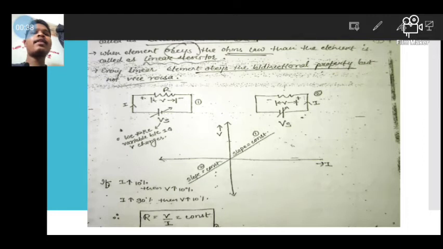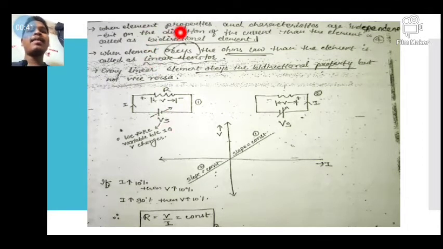Now come to the next slide. See here, when element property and characteristic are independent of the direction of the current, then the element is called a bidirectional element. So here the characteristic and property of an element are like resistance, inductance and capacitance. In case of resistance, there is a characteristic like this.